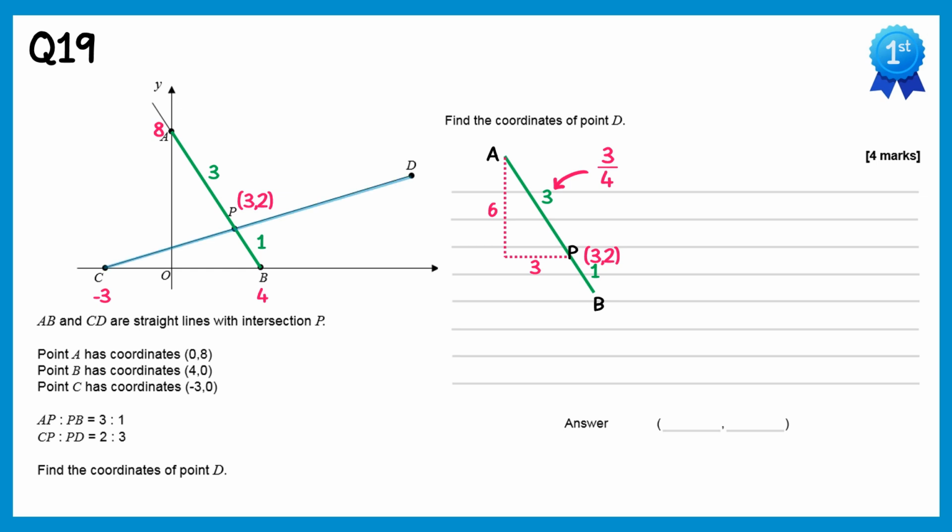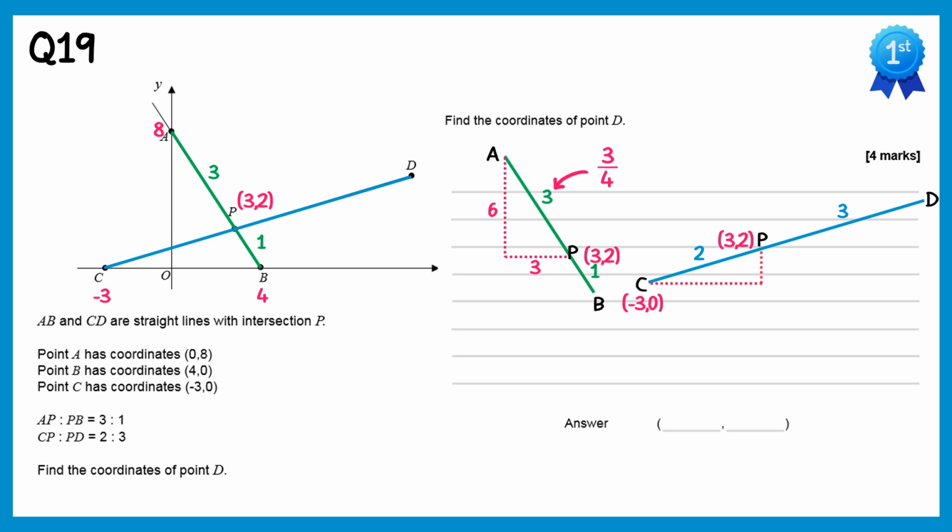Now let's look at the line CD that I've marked in blue here. If we draw the line from C to D, point P is on that line, but this time it splits it into the ratio 2 to 3. But we know the coordinates of 2 points on this line. We know P already, that's 3, 2, and we know C because that's given in the question, negative 3, 0. Let's consider the journey from C to P.